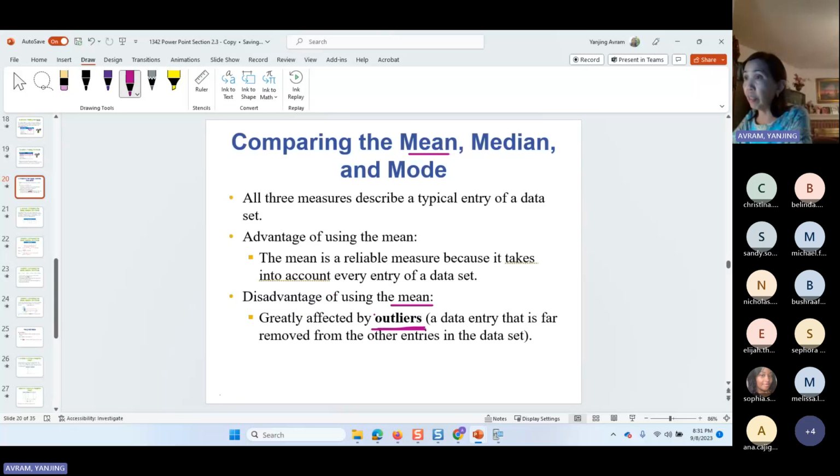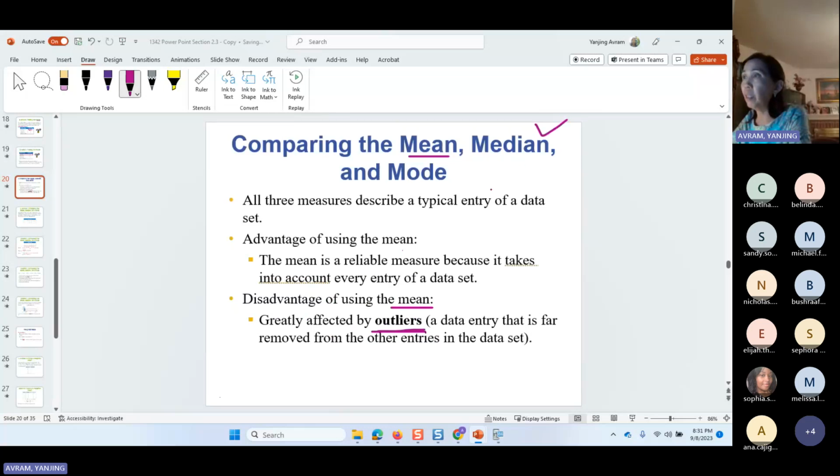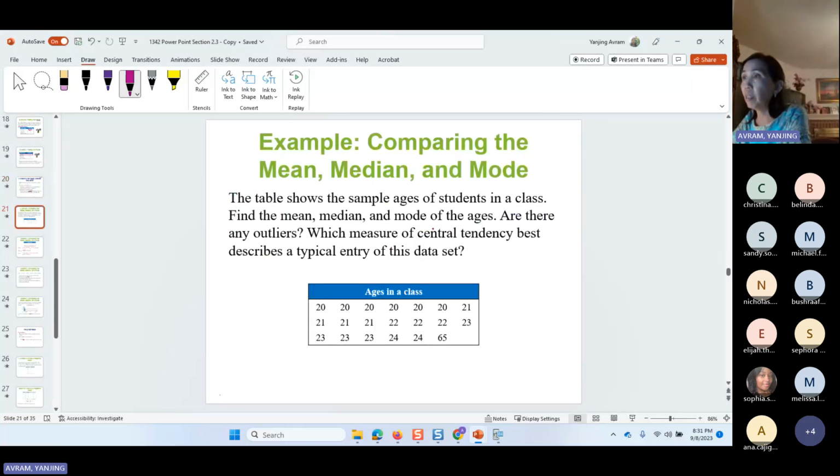So that is the disadvantage in here. The advantage is you put everyone into account. But the disadvantage is you're affected by the outlier, either a really big or really small number. So if you have an outlier, median will be the better choice, because median only uses the middle number, so it isn't affected by the outlier. So that's the median in this case.